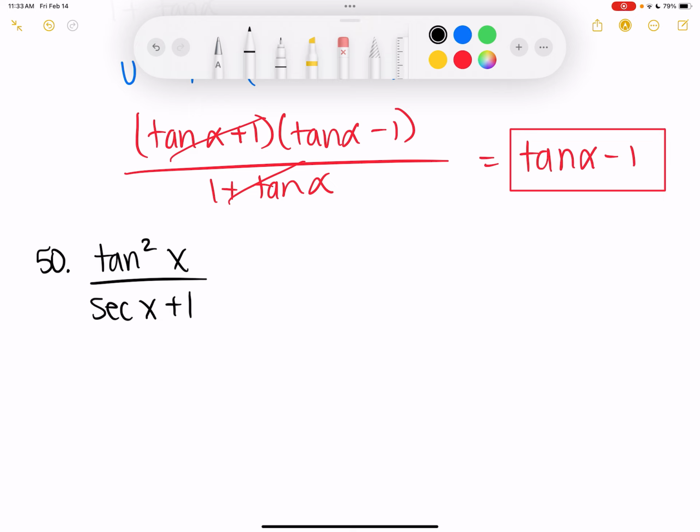So, this becomes secant squared of x minus 1 over secant of x plus 1. Now, similar to what we did in the last problem, what can the top part factor into?